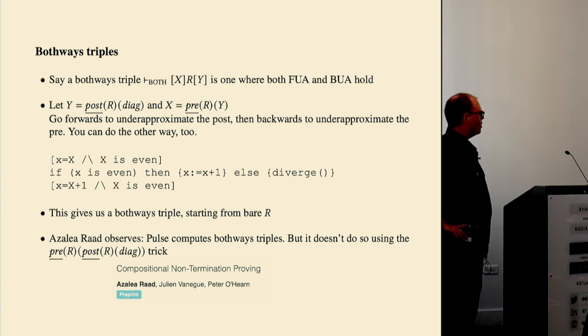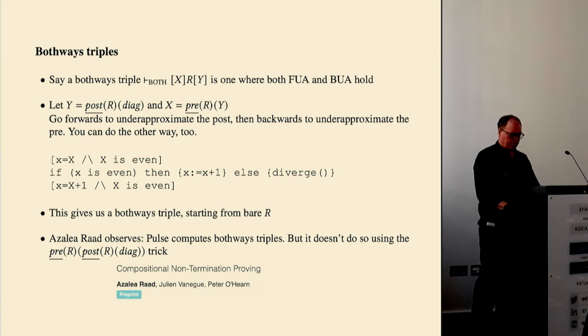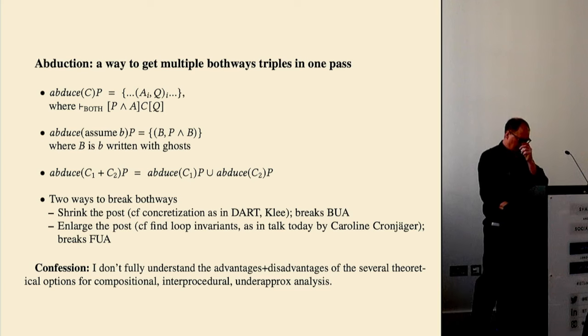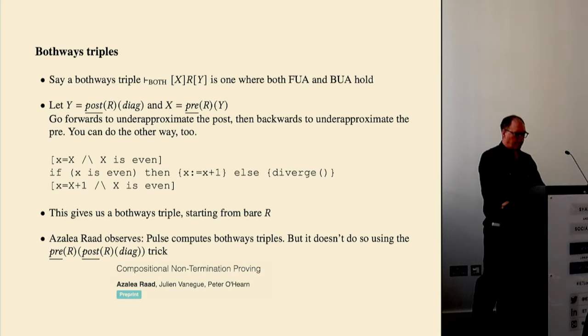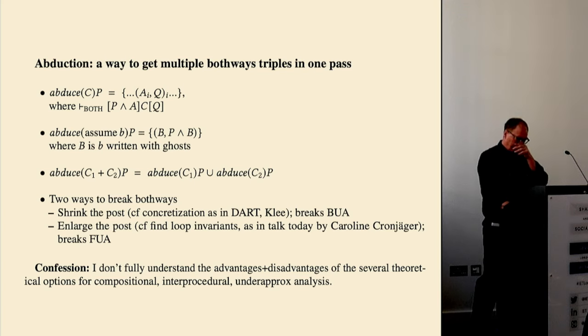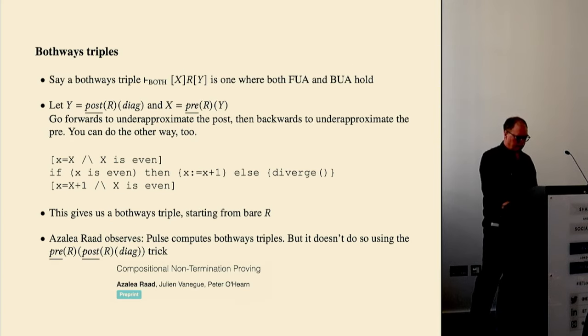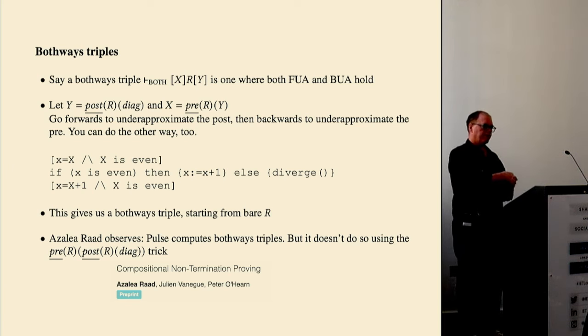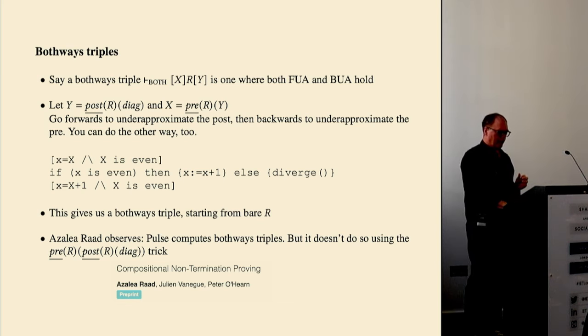Pulse is not corresponding precisely to the under-approximate theory that I said, but to an even tighter version of the theory. What's going on there? I didn't say this part. One way to get a both ways triple is to first start from true, or the diagonal relation, under-approximate the post, then go back and under-approximate the pre. Then, via these two steps, you'll get one of these both ways triples. You'll get one of them, but this is not at all the way Pulse operates.